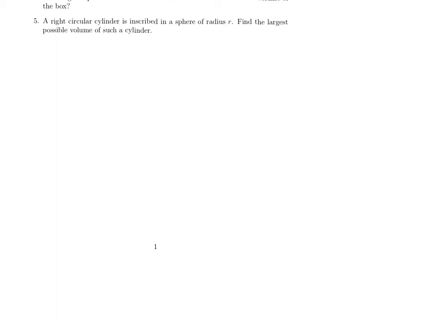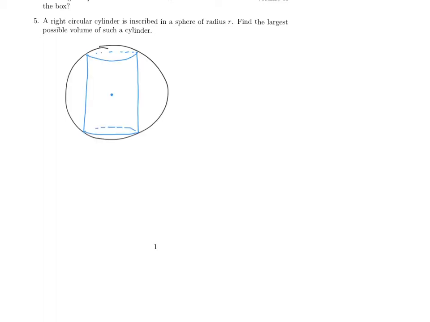So let's go ahead and draw a picture. So I have the following picture. We have a sphere, and inside that sphere we have inscribed a cylinder. And the fact that it's inscribed means that the top circular part of the cylinder and the bottom circle on the cylinder are sitting on the sphere. And what we know about the sphere is that it has radius r. So somehow what we want to do is write down a formula that represents the volume of this cylinder, and then we want to maximize it.